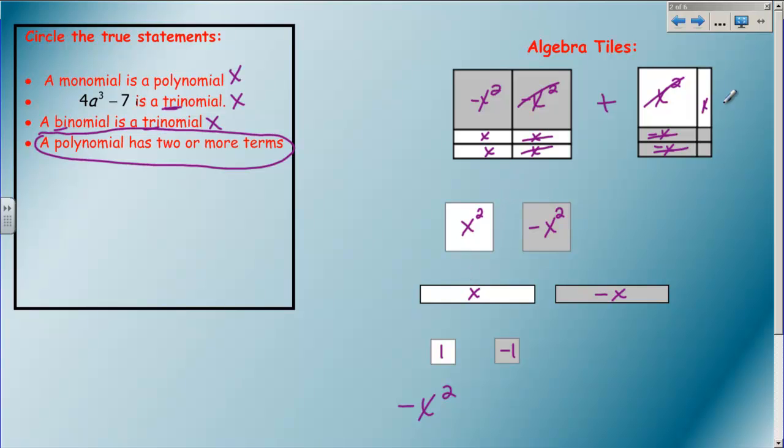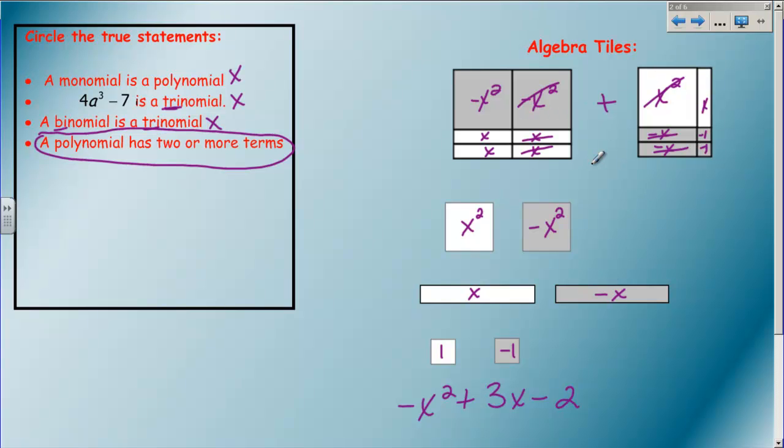And so now I have 1, 2, 3 x's left. And since I'm adding, now I have plus 3x. And then I have these 2 little ones here that are both negative 1. So I have plus 2 negative 1s, which is the same thing as negative 2. So I have minus 2. So when I combine all this together and take out 0 pairs and get everything down to the simplest form it can be, I end up with 1 negative x squared plus 3x minus 2. This is what that equals if I add them together.